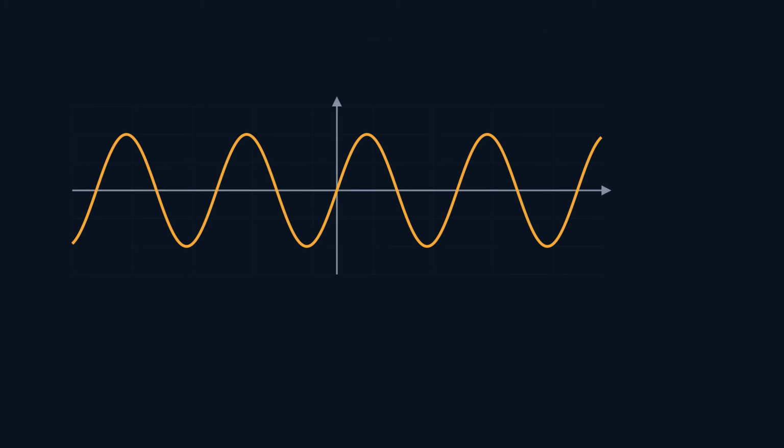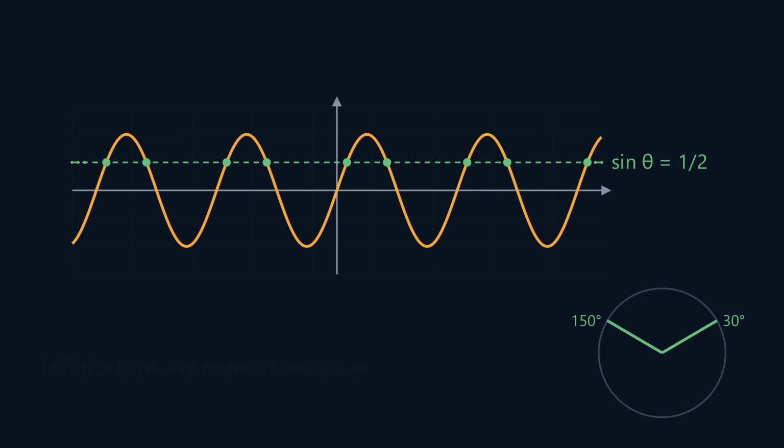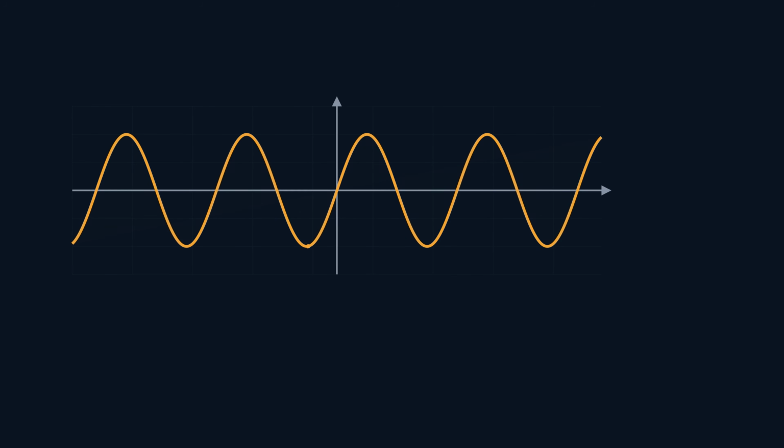Suppose the sine is 1/2. Which angle is it? 30 degrees works. So does 150. And so does 30 plus a full turn. And 30 plus 2 full turns in both directions. There are infinitely many correct answers. A function is only allowed one output per input.